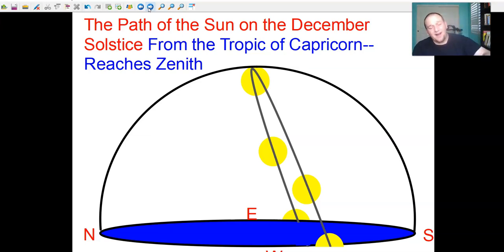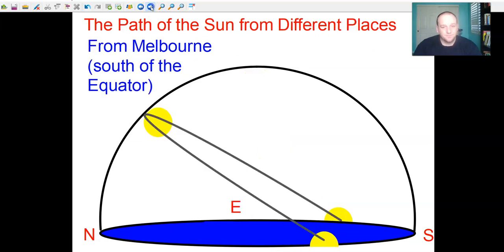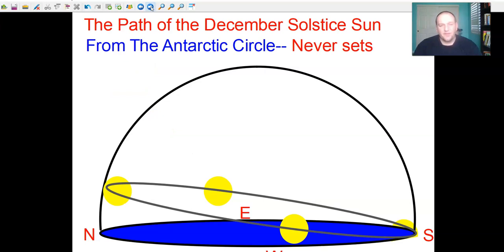So if we work south of the equator, this is when we see the sun going straight overhead. If you keep working your way south, again to Melbourne, this is their summertime. So in the middle of December, this is when they experience what we would experience in June. And if you keep going south, there's that Antarctic Circle. This is the day that the sun never sets for them. So exactly the opposite of the Arctic Circle.